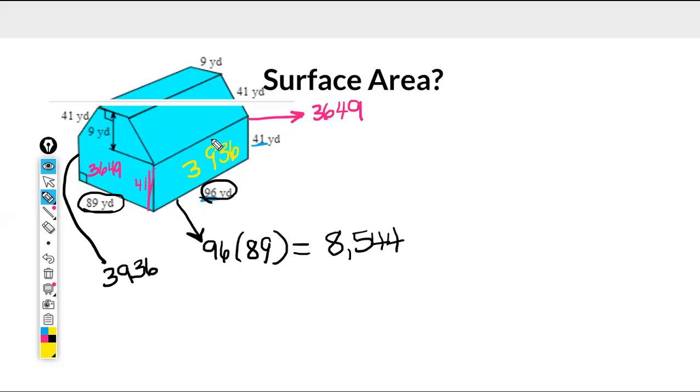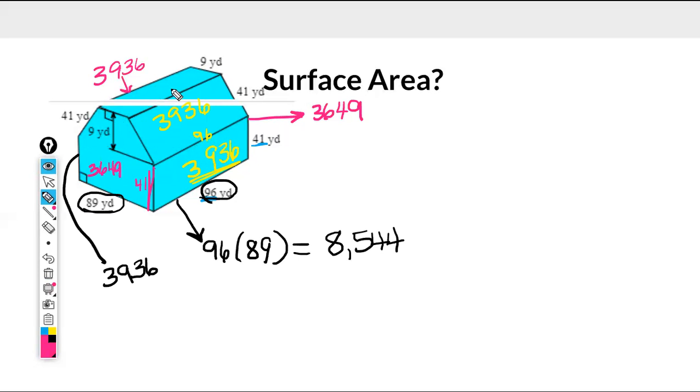Okay, so this one's going to be another 96 times 41, and we already did that. That's right here. So this one's also going to be 3,936. And then it's definitely going to be the same on the other side there because they match up. Because this side's 96, this would also be 96. So it's 3,936. And we're almost done.